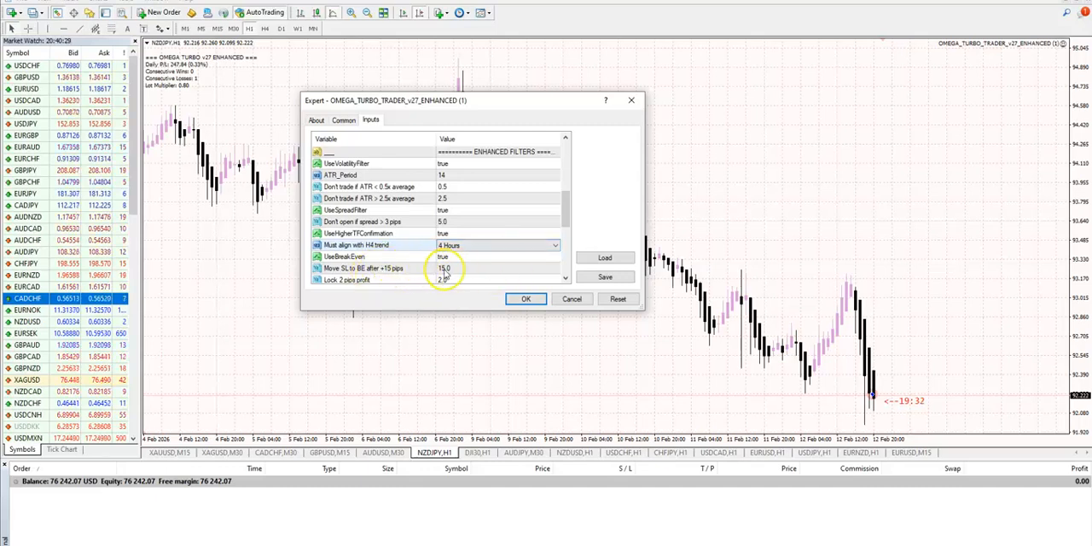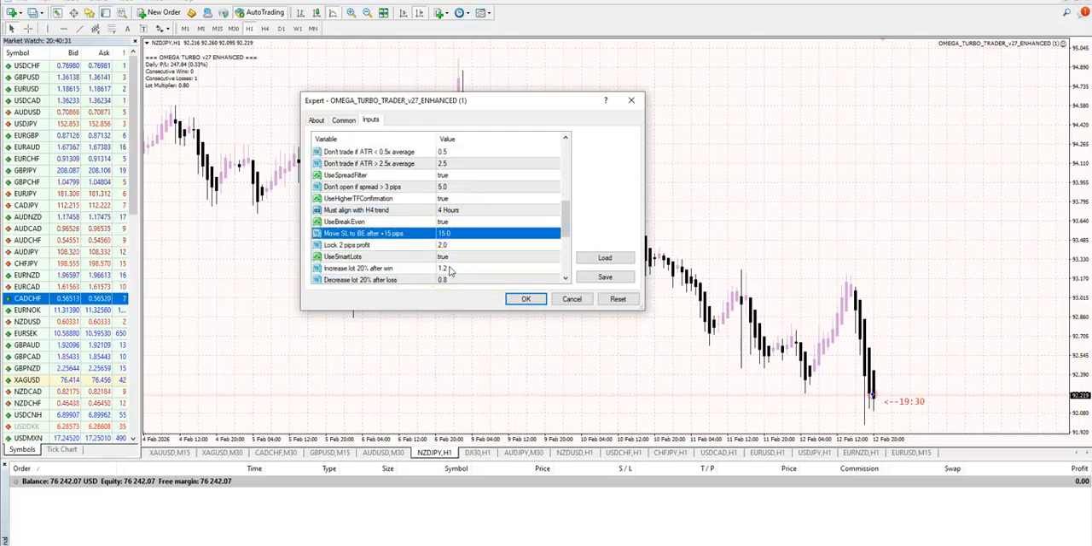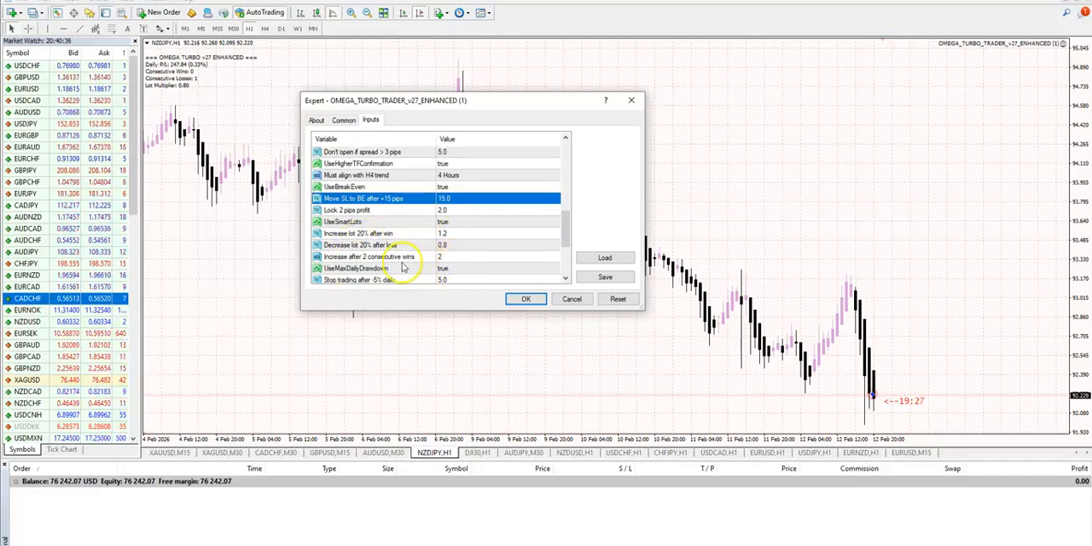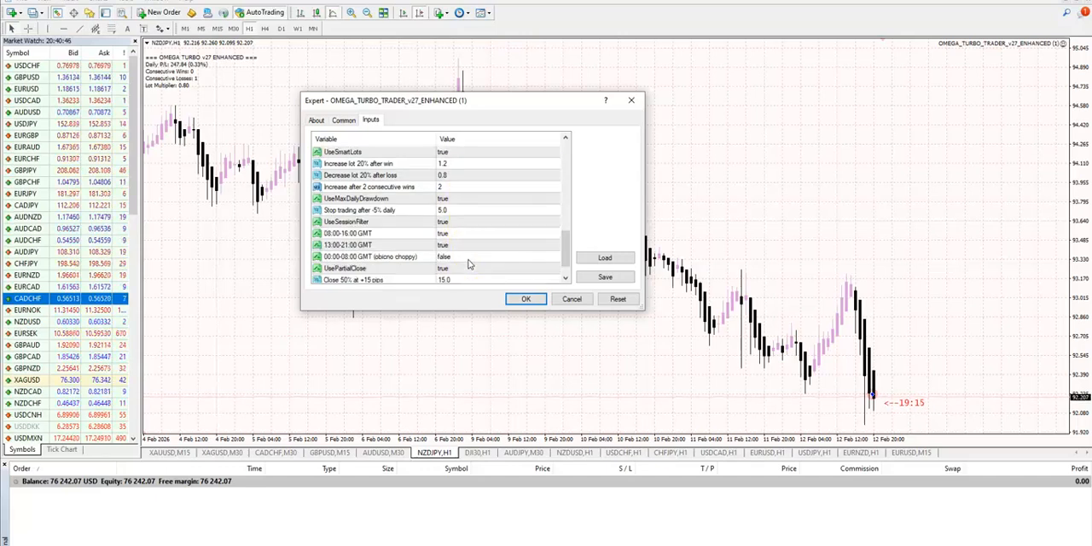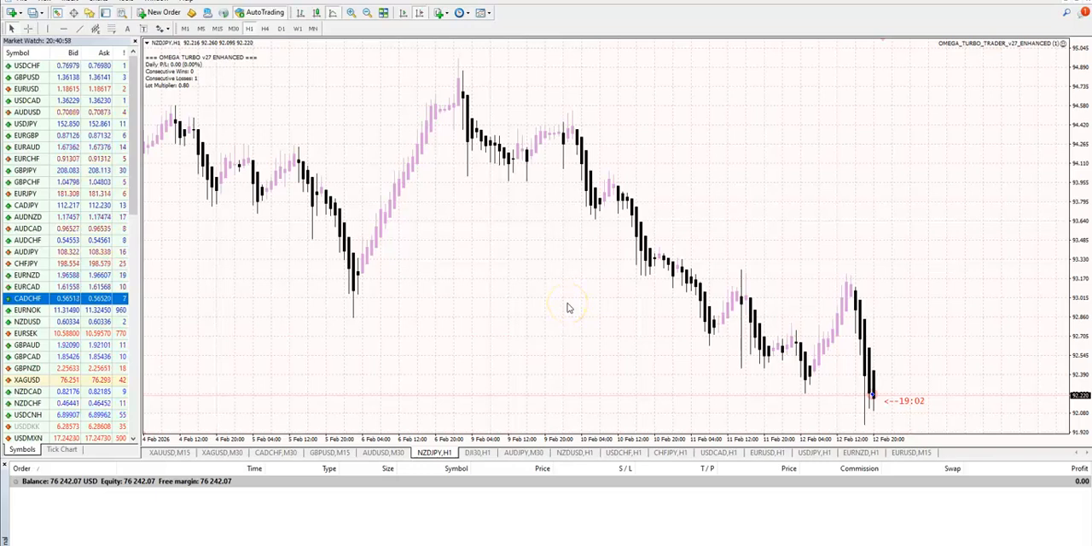Break even, use or not. Smart lot, increase after this, decrease after this. Daily loss maximum 5%. Session filter, this is European, American, and Asian is choppy, I put false. Partial close. So many new added functions.